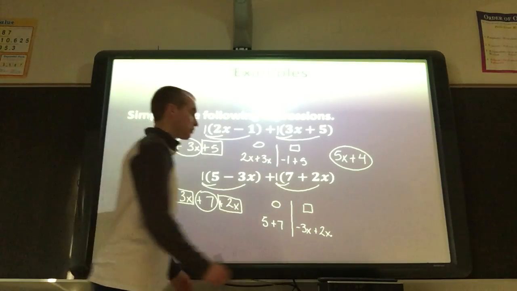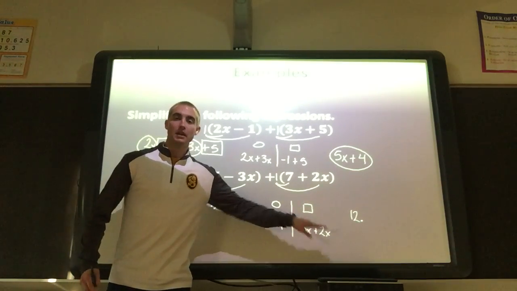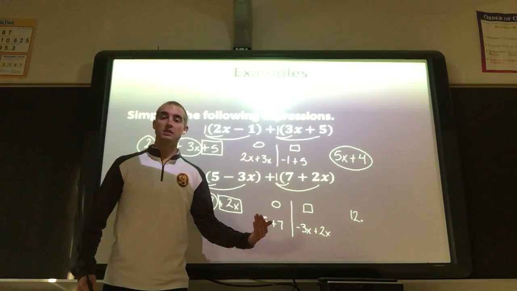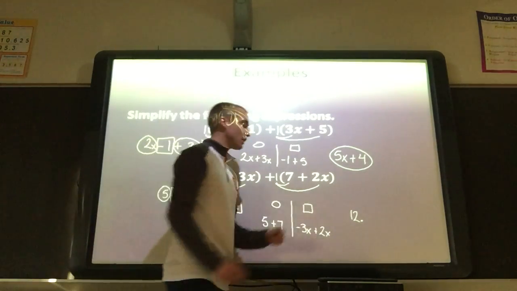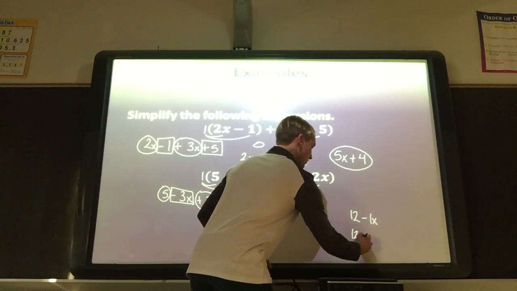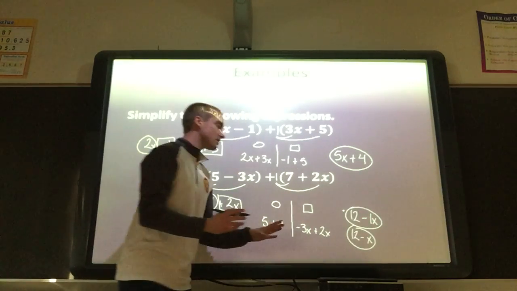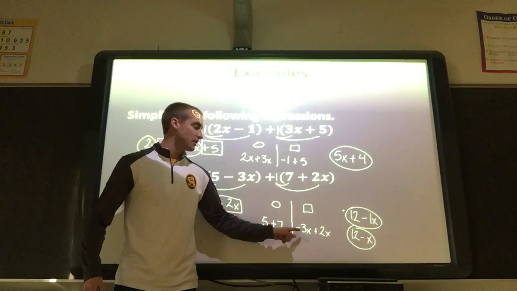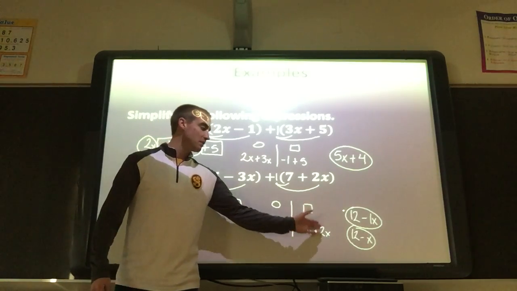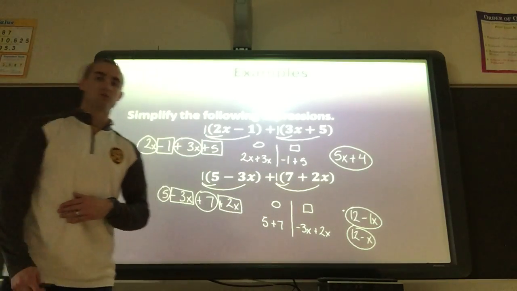5 plus 7 gets us 12. And then treat this as a separate problem. Negative 3x plus 2x. Well, negative 3 plus 2 is negative 1. So this is going to be 12 minus 1x, or we could write that as 12 minus x. You can write that either way. But the big thing is you don't want to do 3 plus 2 and then make it minus 5x, because that's technically not right. We do negative 3 plus 2, which is negative 1x. So 12 minus 1x, or 12 minus x.